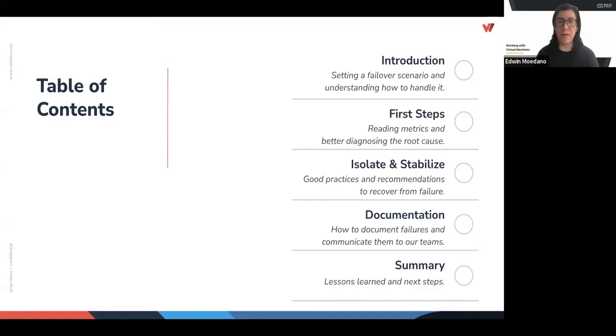So this is the table of contents. We're going to have a brief introduction about the failover scenario. We're going to have the first steps of reading metrics, trying to make a better diagnosis. Then we'll check the isolation and stabilize our services, documentation, and we're going to have a brief summary.